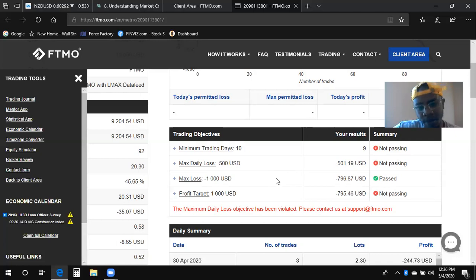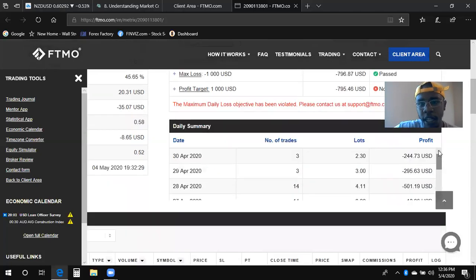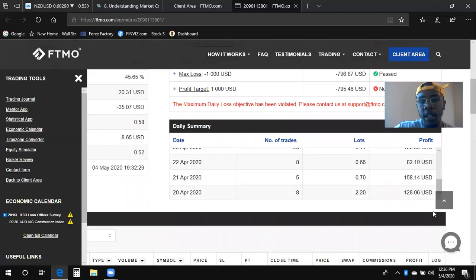All right. Now let's scroll down some more and let's see where I was going wrong. Okay. We're going to start from the very beginning. April 20th is when I took my first trade. I had 8 trades that day. Off top, there's too many trades.